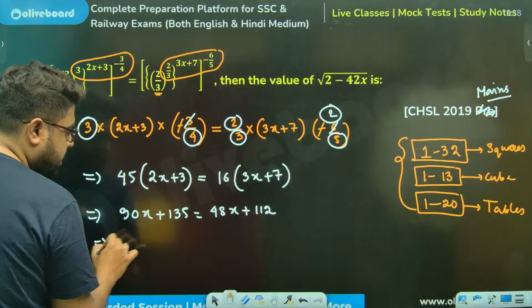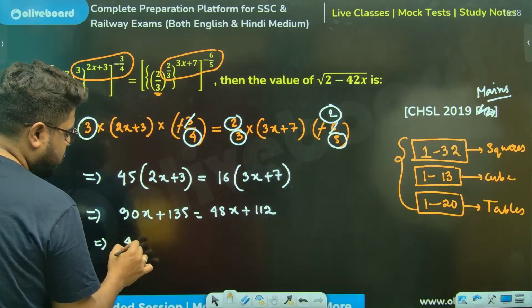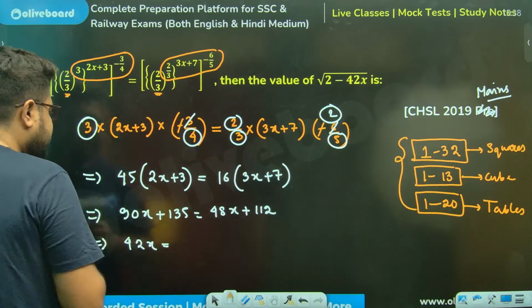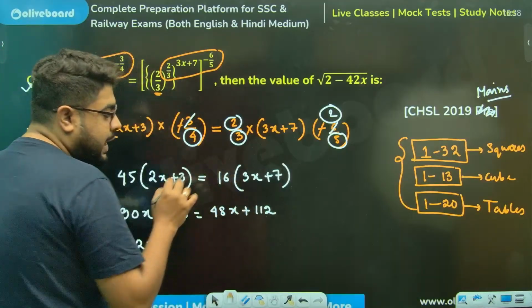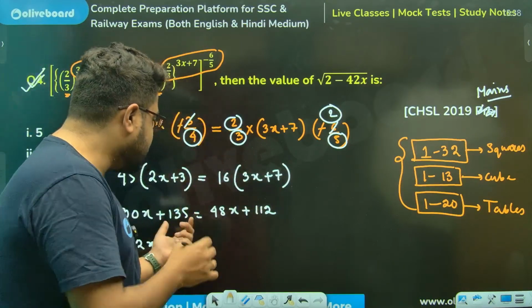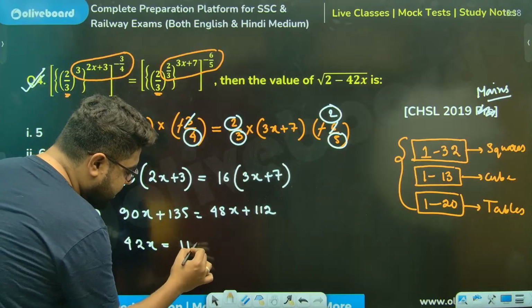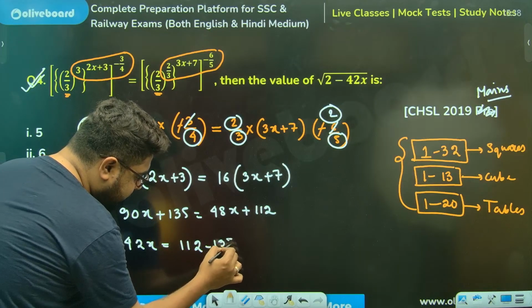Correct? Do the calculation. 48 means 42x. Minus is coming, right? Okay, minus plus will become plus. Alright, no worries. So now, this is one thing. Ultimately this will become 112 minus 135.